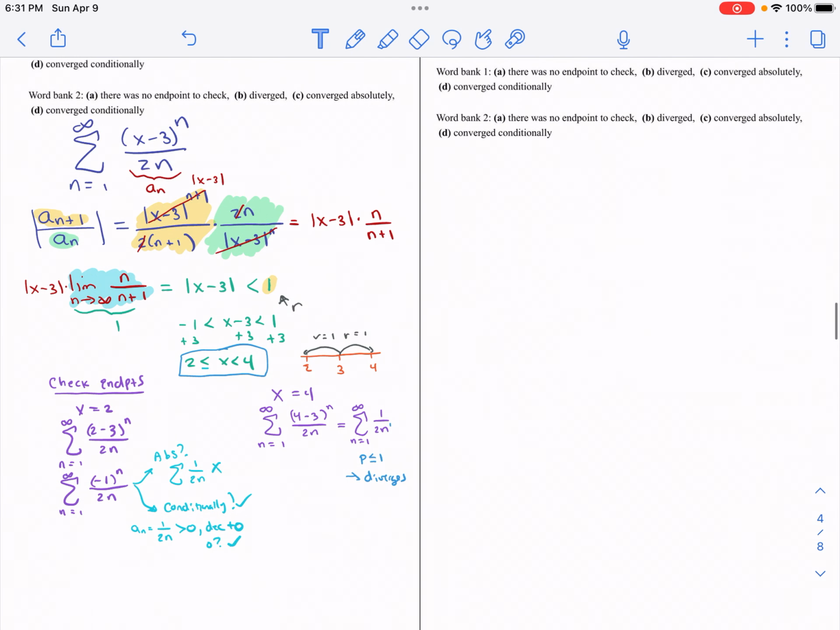This is the work. Some intense stuff, but ratio test, check endpoints. That's the lesson from this video. This is a finite interval of convergence. The other two situations that can happen are that only one number works, or everything works. The interval of convergence is negative infinity to infinity. So we'll see that in another video.